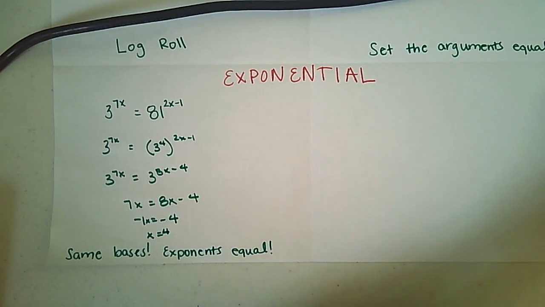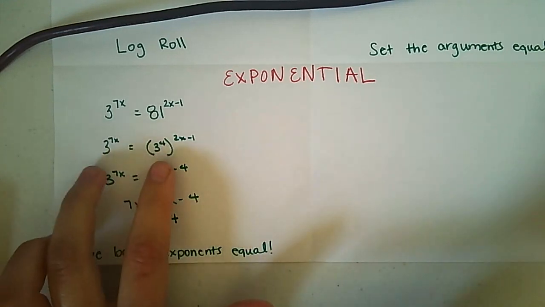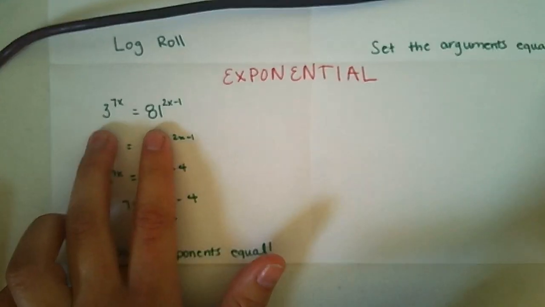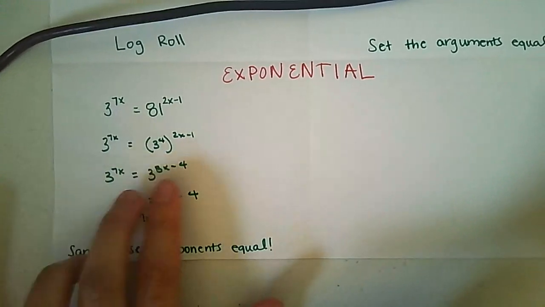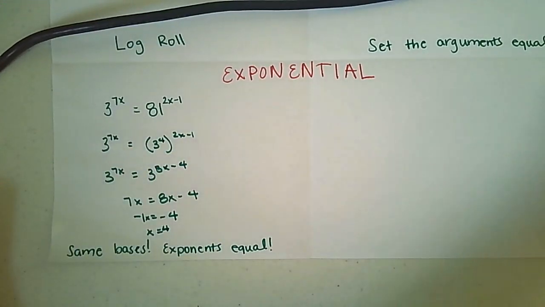So far we have looked at one way to solve exponential equations, and that is by getting the same base. And then once we have that same base, we can set the exponents equal to each other. So let's go ahead and do a warm-up problem like that.